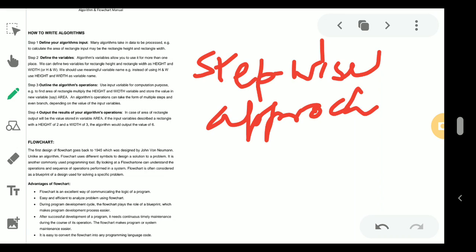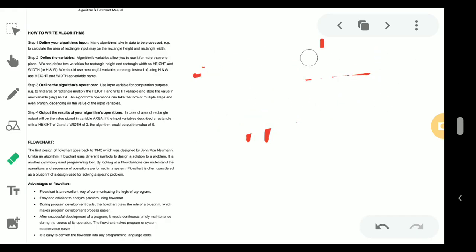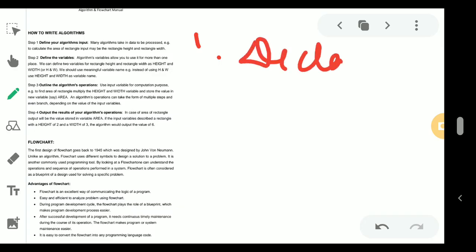Step 1, define your algorithm inputs. In the first step, what approach are we following? Step by step approach. So what is the first thing that we will do? We have to declare the inputs.